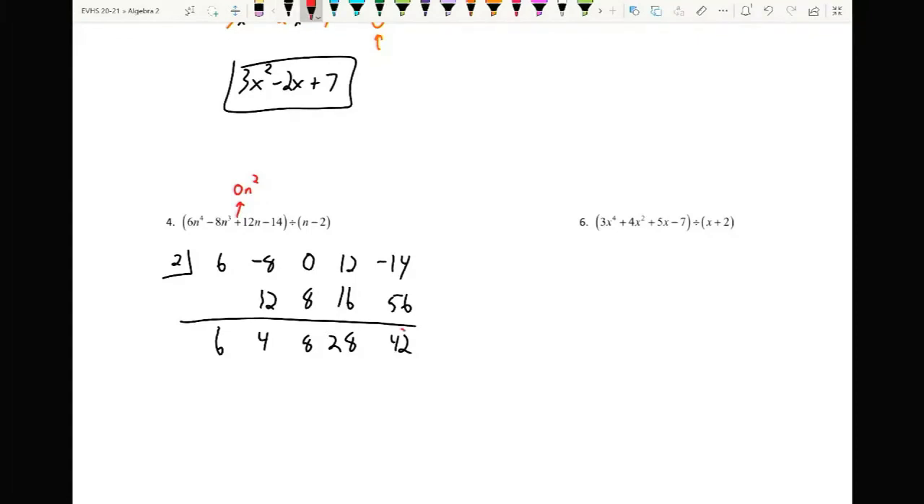Again, there's my remainder. So my answer is going to be 6x, sorry, not x, n cubed minus 8n squared. Let's see if I actually pulled the right numbers here. 6n cubed plus 4n squared plus 8n plus 28 plus 42 over n minus 2.